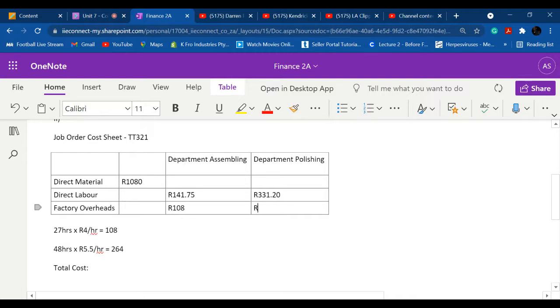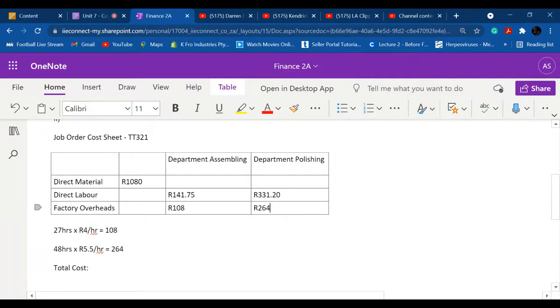Okay, and here the 264. Now, remember what I told you guys? I'm just going to repeat it again. I hope I'm not boring you to death. Total cost for a product or for a job: direct material, direct labor, and then your manufacturing overhead. You add all those together, and you have your cost for the job or for the product.